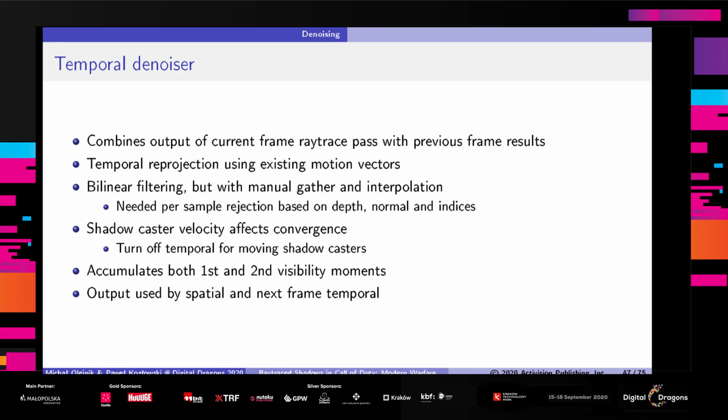We want to apply a rejection per each bilinear sample. For example, we do not want to reject based on depth after bilinear filtering, so we want to implement the bilinear filter ourselves instead of doing the hardware fetch. To avoid ghosting on moving shadows, as previously mentioned, we tune down temporal filtering when shadow caster velocity is non-zero. We also accumulate both first and second moments of the visibility, so that the spatial denoiser can estimate variance over time using those moments.